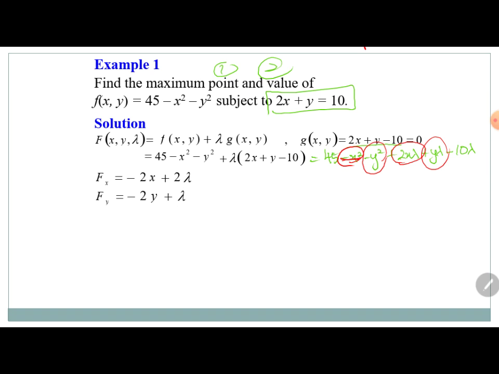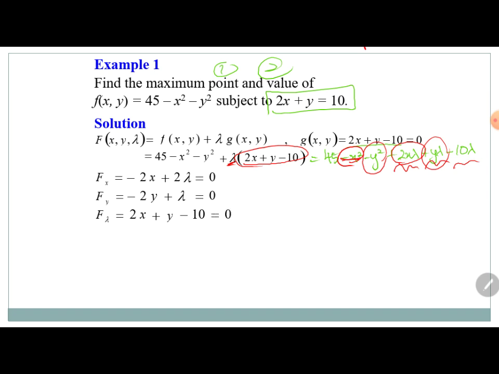The last one is to differentiate partially with respect to lambda. Here lambda is the variable, so 2x plus y minus 10 is a constant, and you can directly write it down as 2x plus y minus 10. Or you can choose all the terms with lambda: 2x lambda plus y lambda minus 10 lambda. Differentiating everything with respect to lambda, we get the same, 2x plus y minus 10. After that, we have to equate every equation to 0.